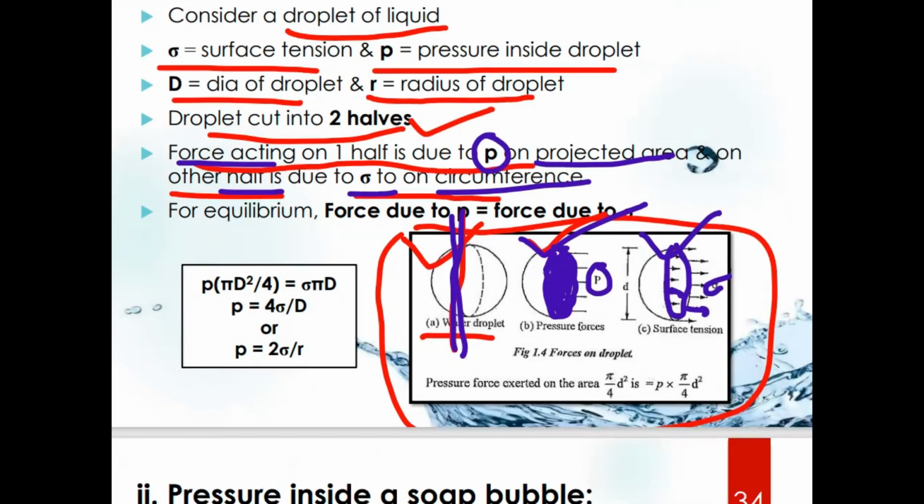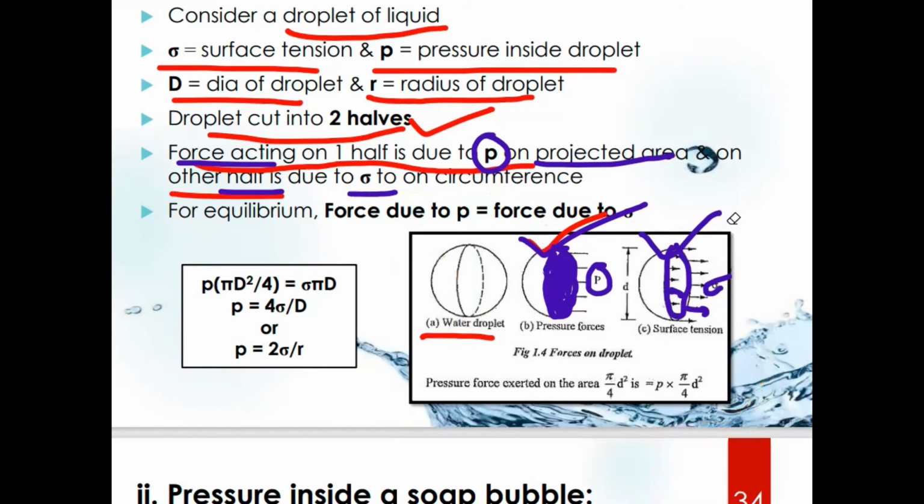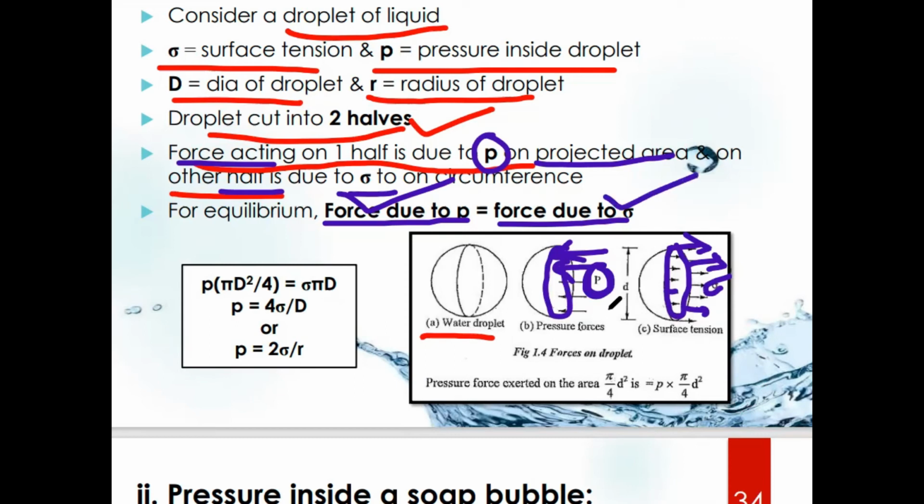So here we'll consider the equilibrium condition. What is the equilibrium condition? Internal pressure is equal to outside pressure. Here you can see the direction: P represents the internal pressure, whereas sigma represents the outside pressure. For the equilibrium condition, force due to P will be equal to force due to sigma, because inside pressure is equal to outside pressure. Internal pressure is due to the intensity of pressure P, whereas the outside pressure is due to the surface tension sigma.